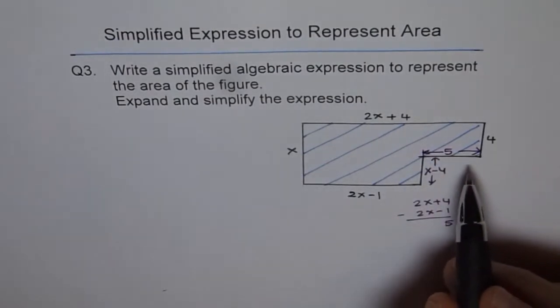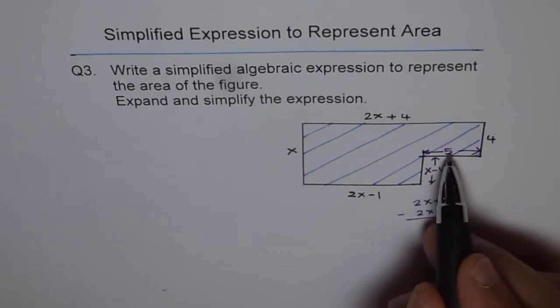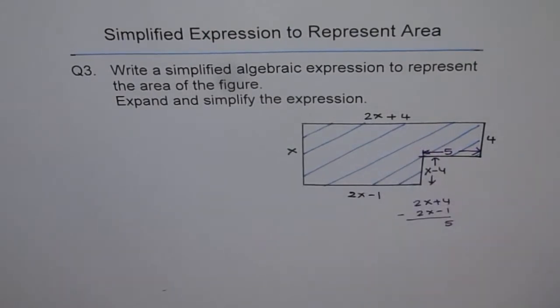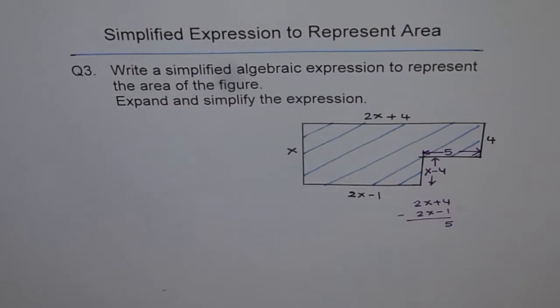Now you can check it. How can you check it? 2x minus 1 plus 5 is 2x plus 4. Does it make sense to you? Similarly, x minus 4 plus 4 is x. So it's good to write the dimensions and then check them also. That's very important.